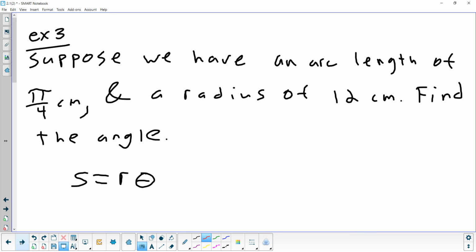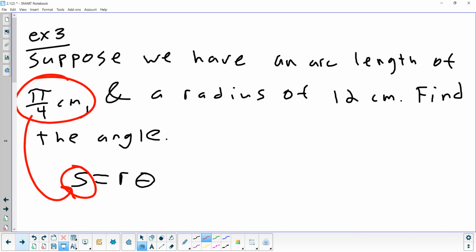So Ava, where is this pi over 4 going to go? It's going to go in the theta. So is that an angle, pi over 4 centimeters? It says arc length. Yes, it's arc length. So which letter is arc length? I forget. S. So arc length is S.